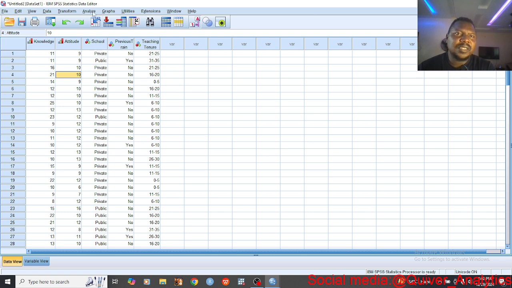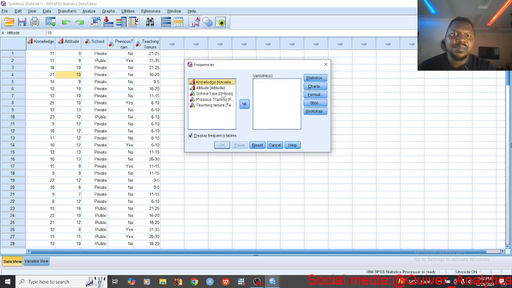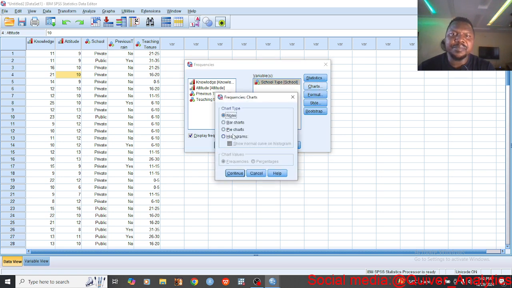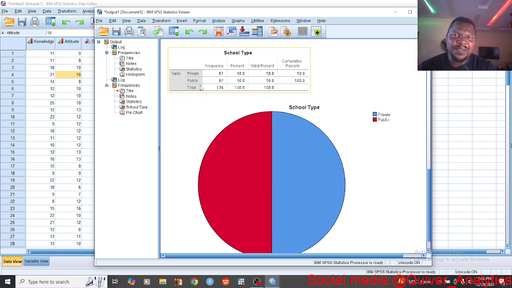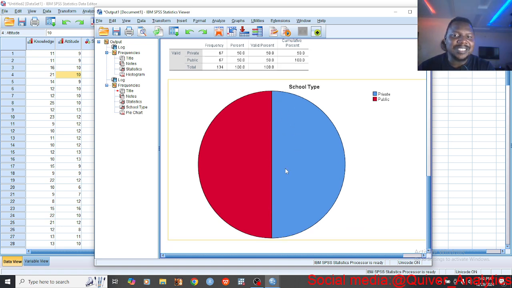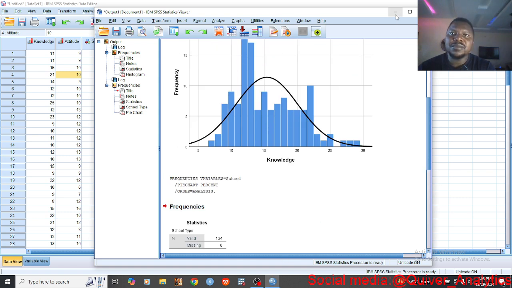All right, so let's look at analyze, descriptives, frequencies again, but this time around for school type. Let's check the bar charts or pie charts, percentages, and then okay. All right, so we have 67 private and 67 public schools, which is fine. You can see the pie chart divided at the middle.